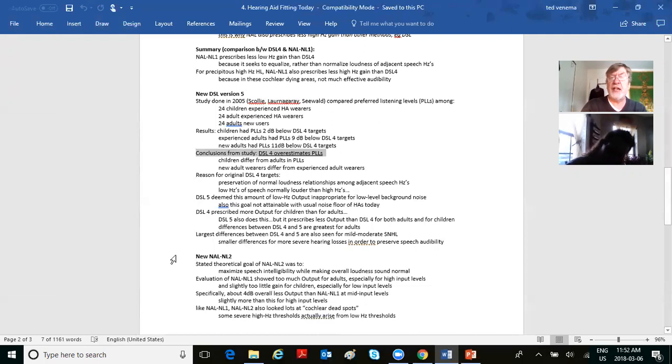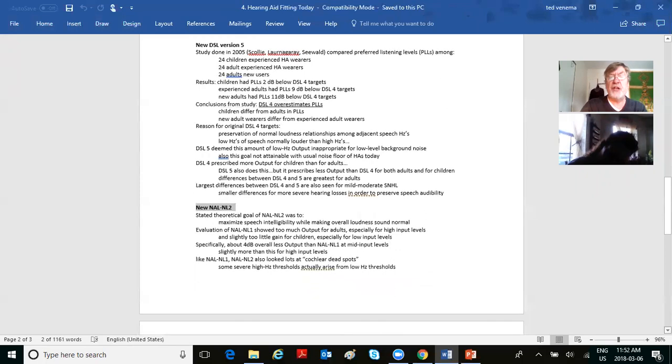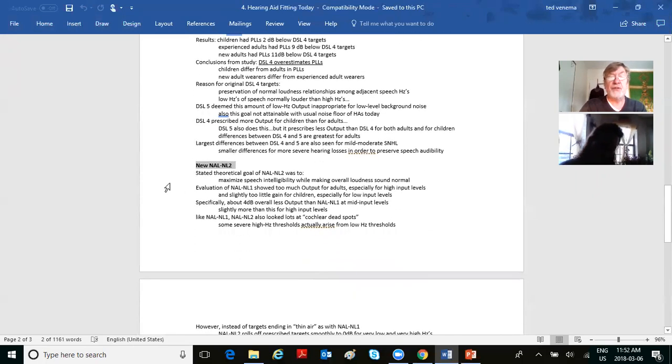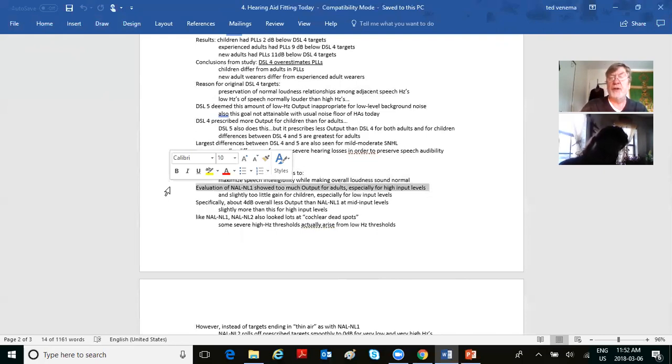Then NAL-2 came out, and NAL-2 said, okay, the theoretical goal again was to maximize speech intelligibility while making overall loudness sound normal. But even NAL-2 said, you know what, NAL-1's a bit too much, especially in the mids. So what they're going to do is reduce some of the mid-frequency output.